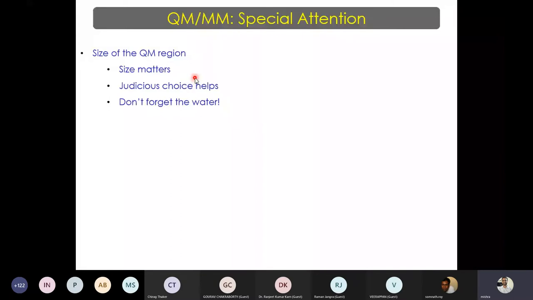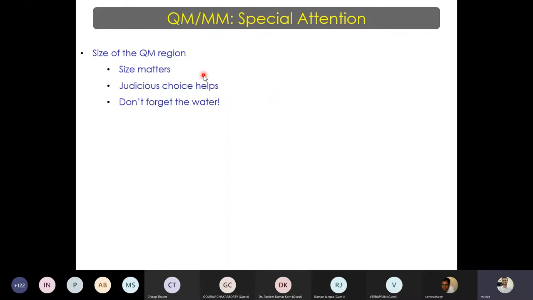That way, you end up taking many non-important residues. It is better to make a judicious choice as to which residues are there and how I can introduce them so that you can minimize your computational cost while increasing the accuracy.